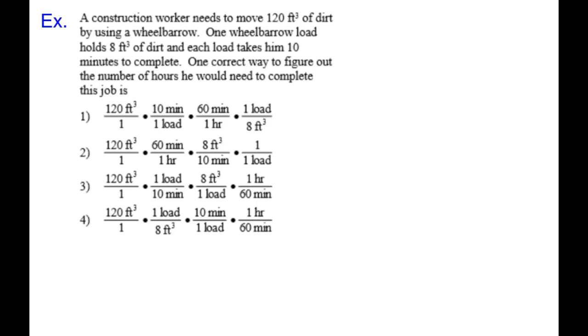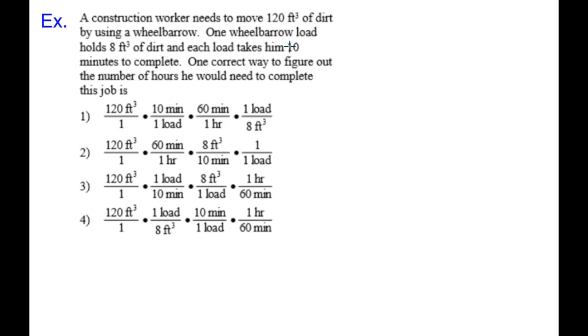Now to the second example. A construction worker needs to move 120 cubic feet of dirt by using a wheelbarrow. One wheelbarrow load holds 8 cubic feet of dirt, and each load takes him 10 minutes to complete. One correct way to figure out the number of hours he would need to complete this job is, so we know we start with 120 cubic feet. We want to determine how many hours it would take him to complete this job.